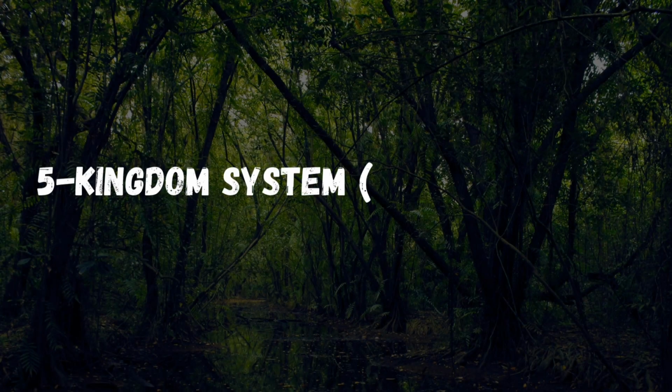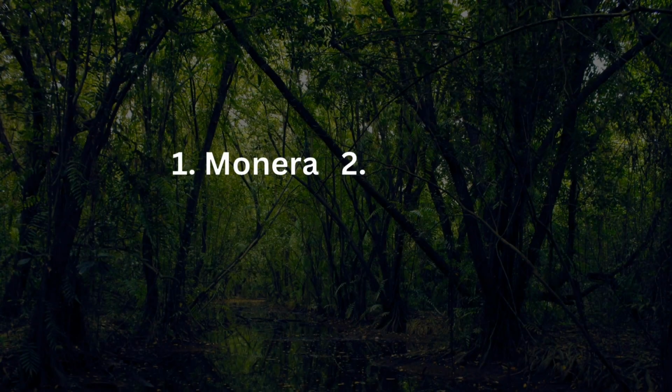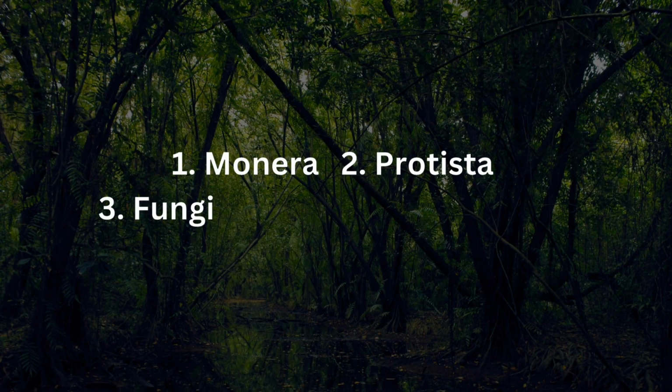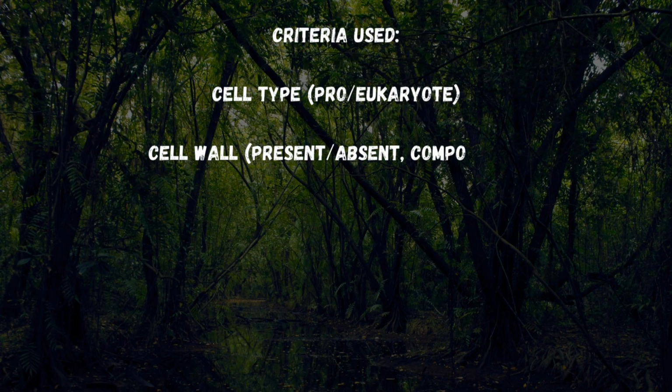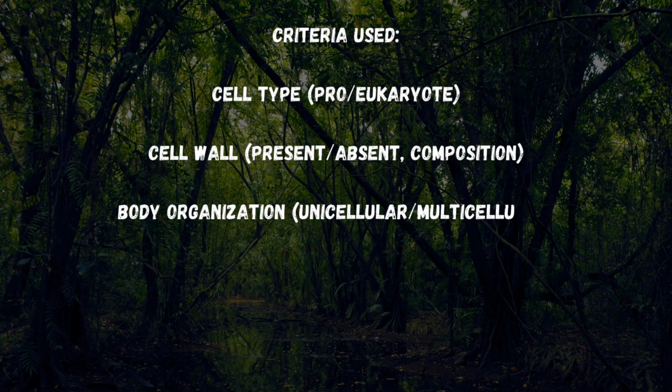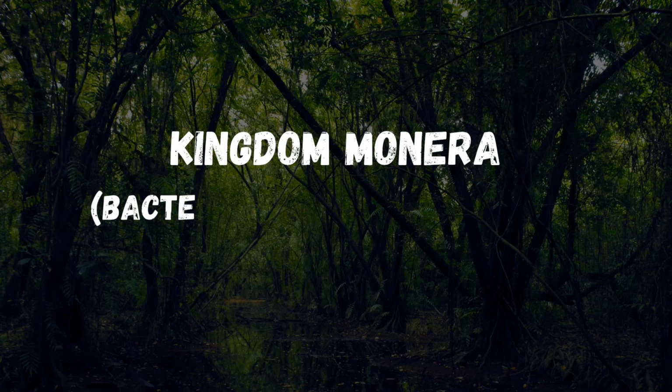Five-kingdom classification was proposed by R. H. Whittaker in 1969. It includes Monera, Protista, Fungi, Plantae, and Animalia. The criteria used are cell type, cell wall, body organization, mode of nutrition, and reproduction. Kingdom Monera.